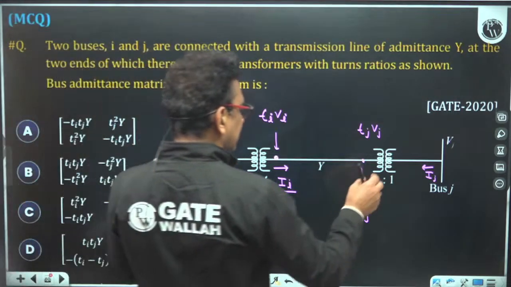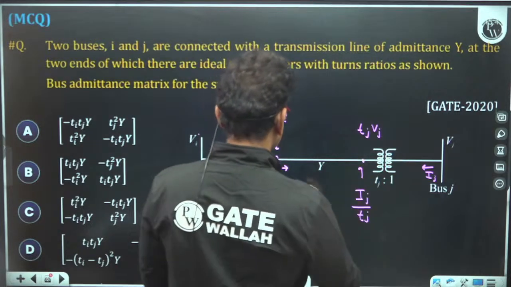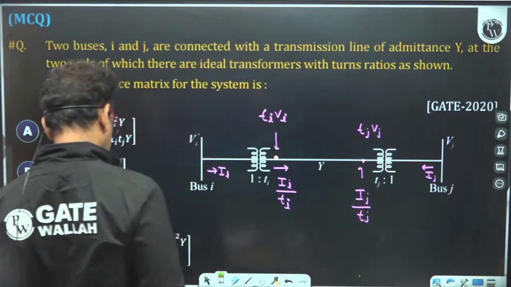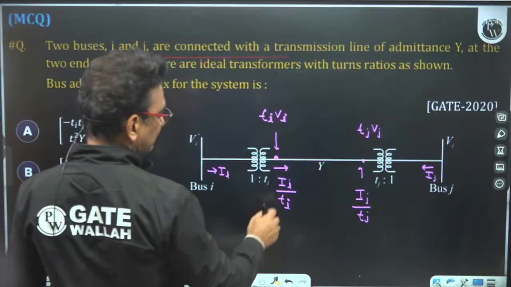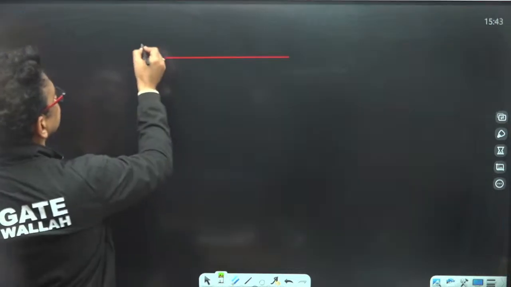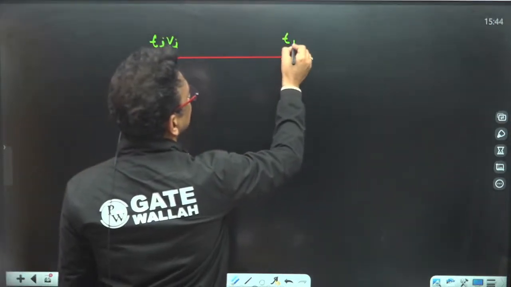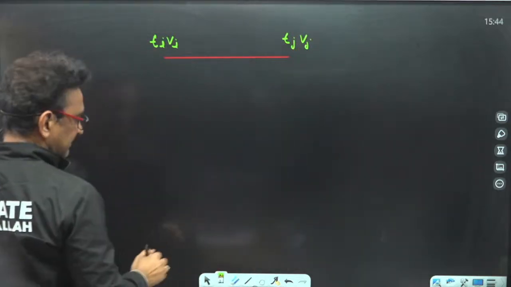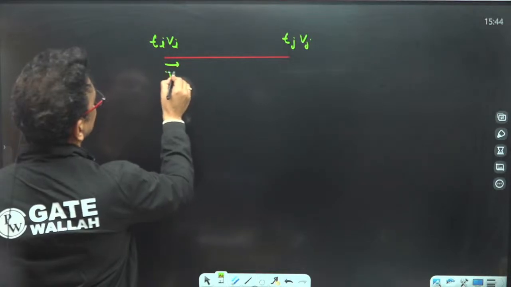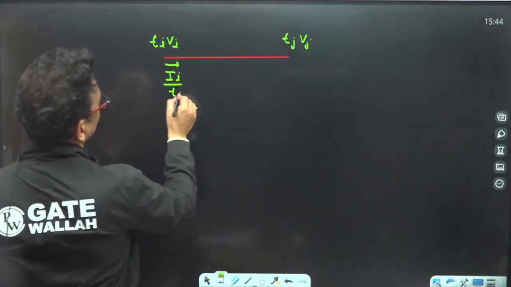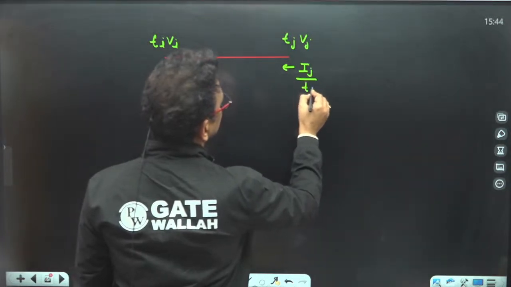Now, I have already accounted for the effect of these two transformers, so I will draw only this line. The voltage here is Ti Vi. Here the voltage is Tj Vj. Similarly, here the current is Ii upon Ti. Here the current is Ij upon Tj.